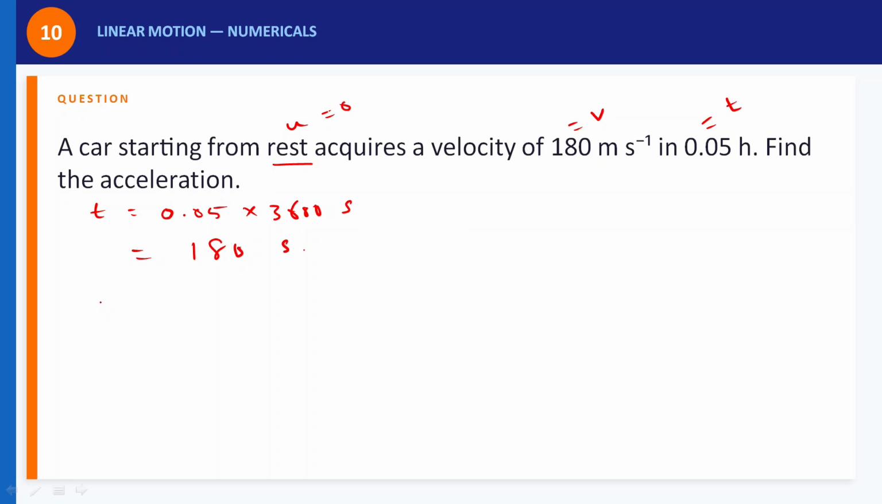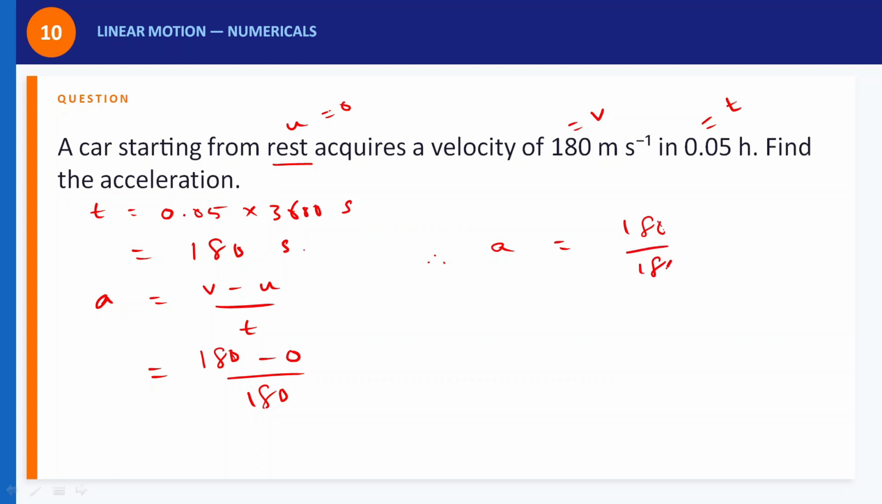Acceleration. Just now we have seen a formula. a equal to v minus u by t. That equal to final velocity 180, initial velocity 0, time is 180 seconds. Therefore, acceleration will get 180 by 180. 180 180 will get cancelled. a equal to 1 meter by second square.